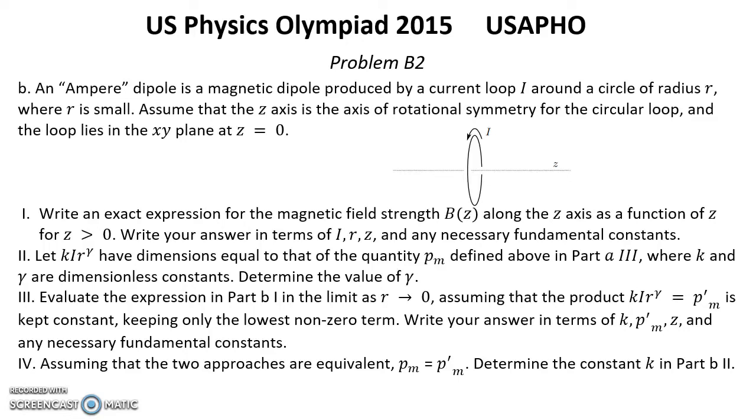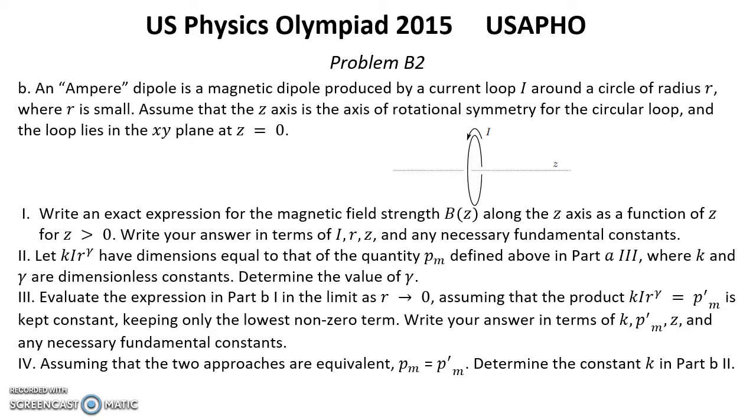First question. Write an exact expression for the magnetic field strength Bz along the z-axis as a function of z for z greater than 0. Write your answer in terms of I, r, z, and any necessary fundamental constants.